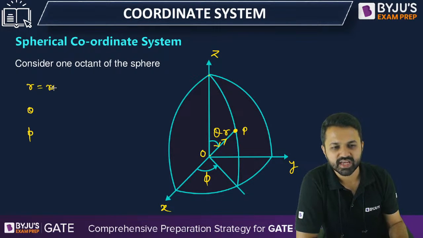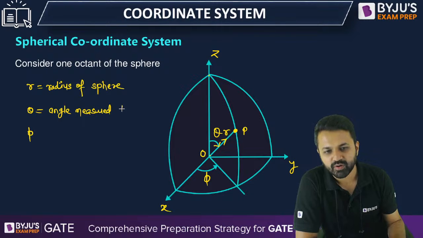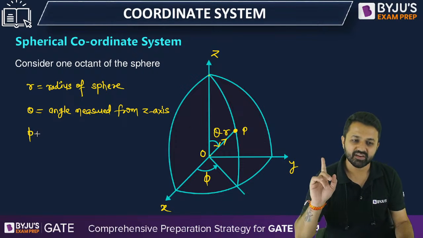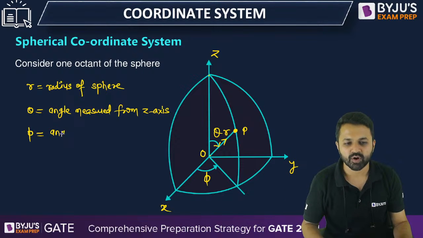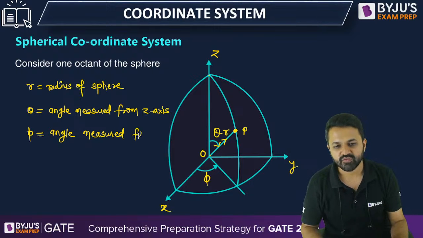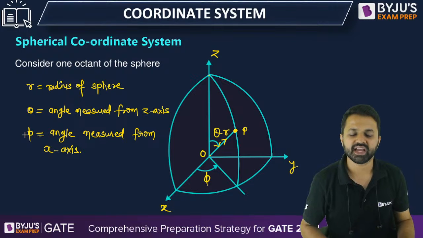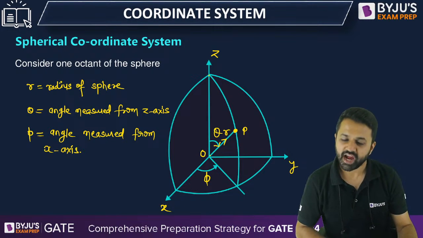So r is known as the radius of the sphere, and theta is known as an angle. Always remember that this is the angle measured from the z-axis. And when you measure the angle from the x-axis, it is called the azimuthal angle, which is phi. So again here also there are three parameters required.